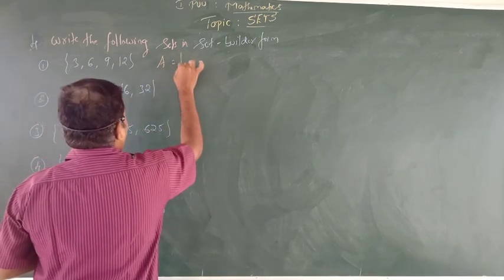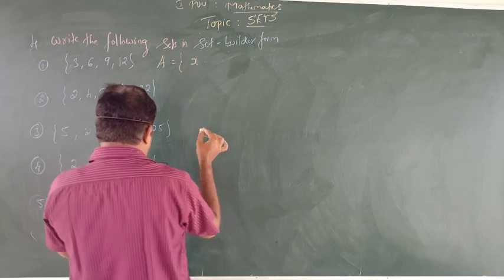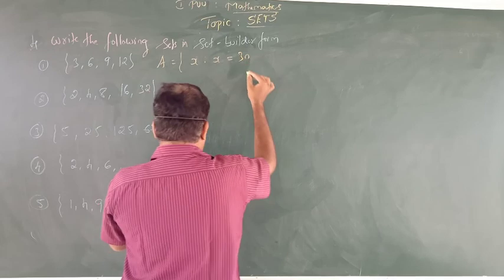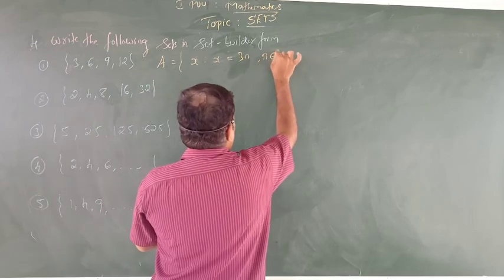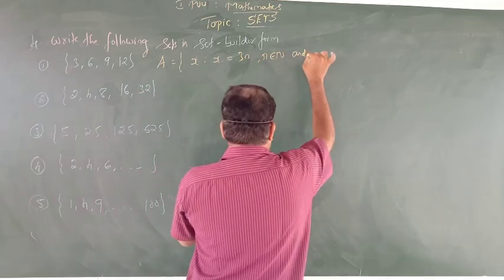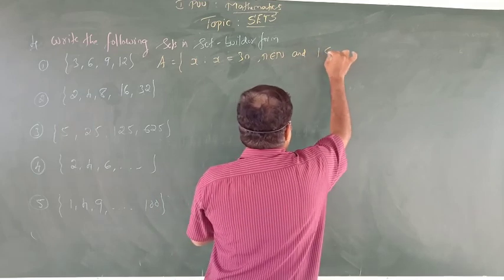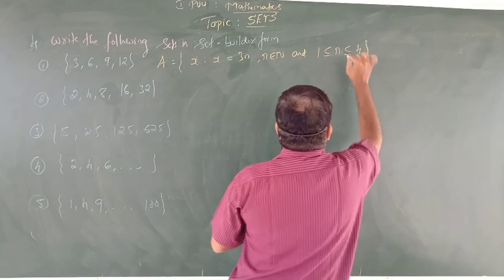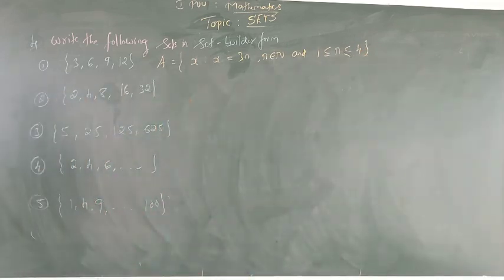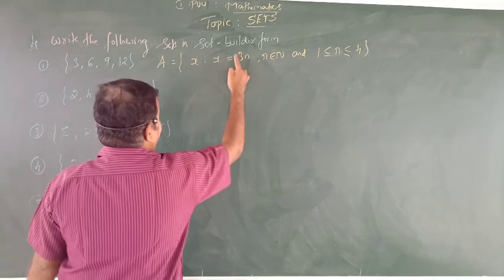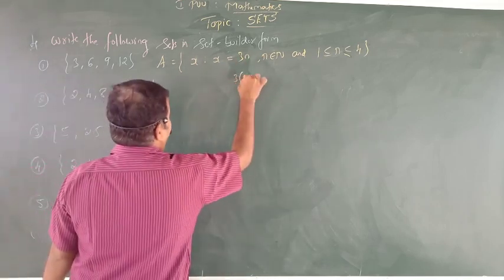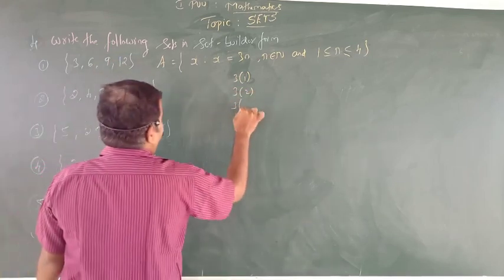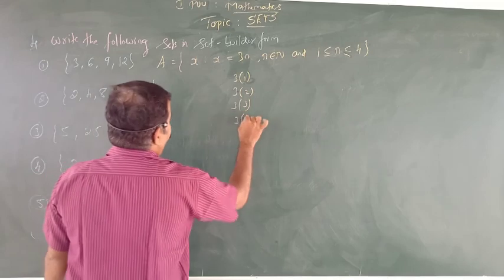Set A equals {x : x = 3n}, x equals 3n, 3 times n, and n should be a natural number, 1 less than or equal to n less than or equal to 4. I can write like this. So the set builder form can be written. 3 times n means 3 into 1, 3 into 2 that will be 6, 3 into 3 that will be 9, 3 into 4 that will be 12, like that.